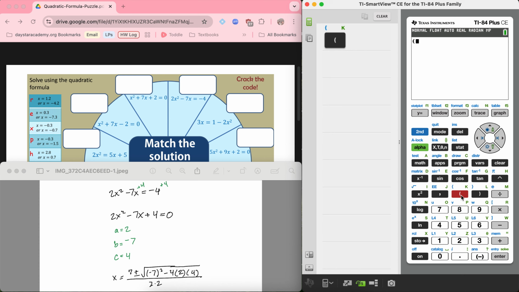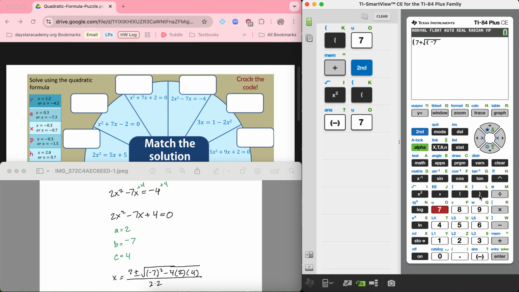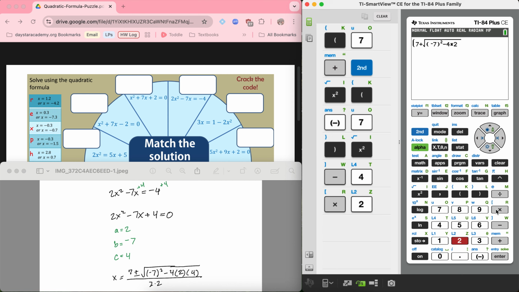So open parentheses, and then we do 7 plus. Also remember that the plus or minus is 2 separate problems, so we're going to just focus on 7 plus right now. So 7 plus square root, so second x squared, of, open parentheses, put in our -7, close parentheses and square that, minus 4 times 2 times 4. Notice that I used parentheses when I wrote it down, but in the calculator I'm not going to do that. I'm just using times. It's not necessary to use the parentheses.